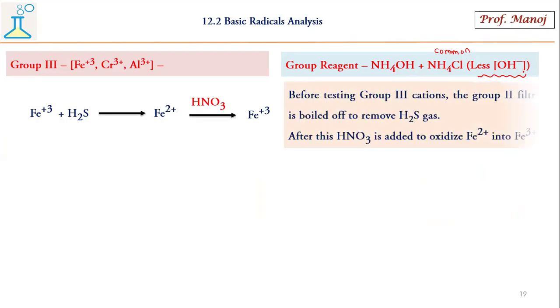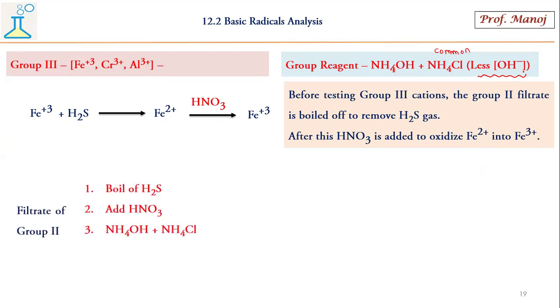Now, before testing any group 3 radical, first of all there is a filtrate. Filtrate मतलब पहले solution से जो पहले टेस्ट से जो solution आएगा उसे filtrate कहते हैं. तो group 2 का filtrate and rest of it is group 3. So we will oxidize ferrous into ferric and now test it. So these are the 3 tests carried out. They boil off H2S, they add HNO3, and then they add ammonium hydroxide, ammonium chloride.